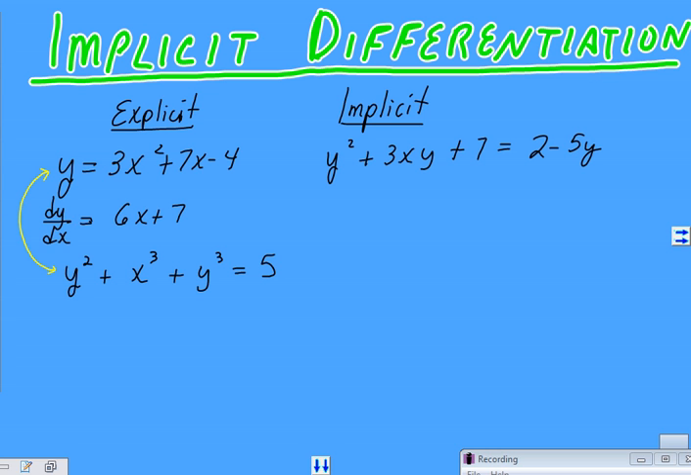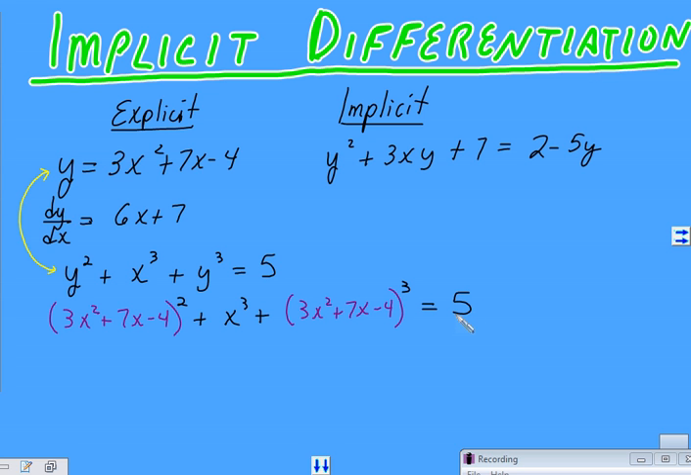So I am going to insert that little function in place of every y I see here. This is not how you will actually work your problems. We're going to get to a shortcut once we figure this out. So I would have that little function squared plus x cubed plus, here's another y, so I'm going to pretend that y is also 3x squared plus 7x minus 4. And this time it's to third power. And that's supposed to equal 5.